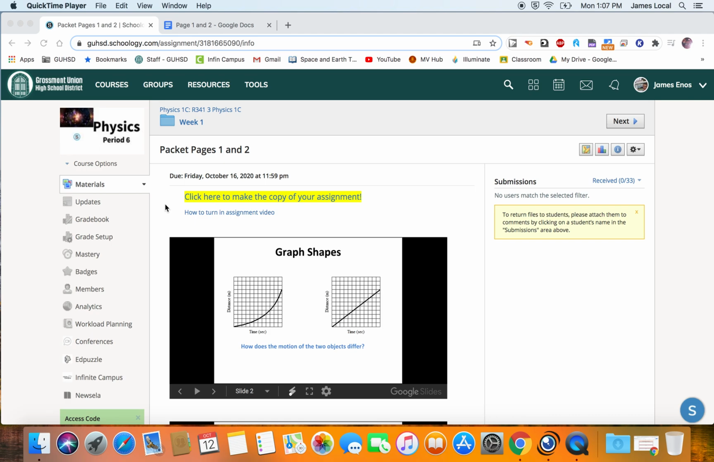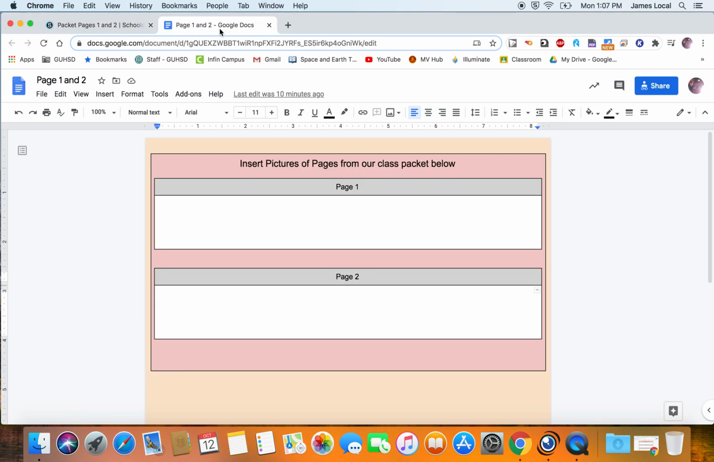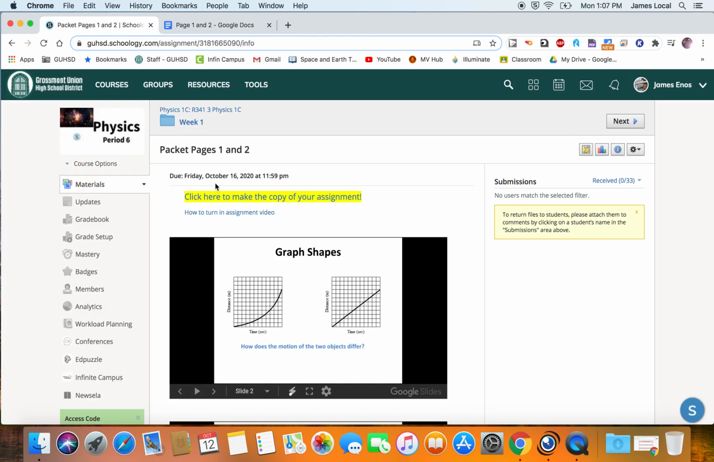This screencast is for packet pages 1 and 2. What you're going to need to do is click on this here to make a copy of your assignment. That is going to bring up this where you're going to be inserting the pages from the packet, pages 1 and 2. You're going to insert these pictures into here and turn this document in, and that's how you're going to turn in to get credit.